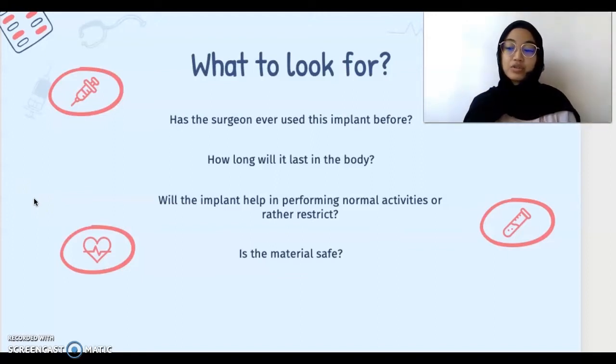So what are the important questions that we need to ask ourselves before getting a hip implant? So first of all will be, has the surgeon ever used this implant before? It is important to know the surgeon's capability and to know whether the surgeon is familiar with this device to ease and smooth the surgery later when applying the hip implant.